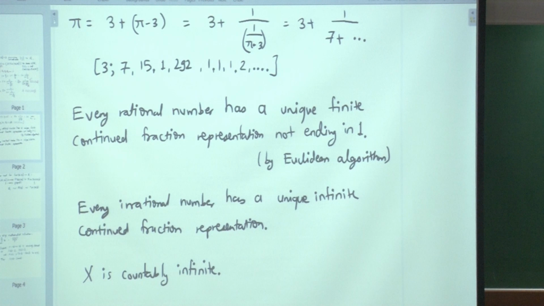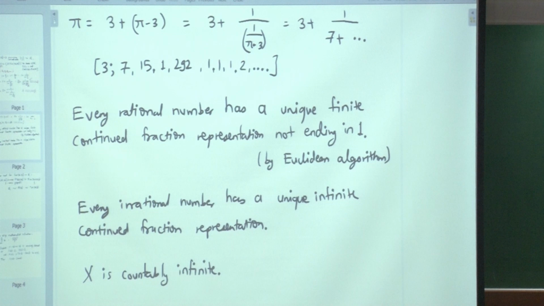So, we are saying that every rational number has a unique finite continued fraction expansion which is not ending in 1, and how do we guarantee that? By the Euclidean algorithm. If you look at the expression for 13 by 5, the denominators are always decreasing in successive steps. So, therefore, it must end. And on the other hand, take it as a fact that every irrational number has a unique continued fraction expansion, and it has to be infinite. That is the important part.